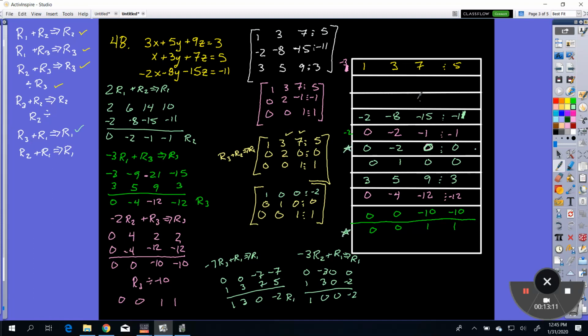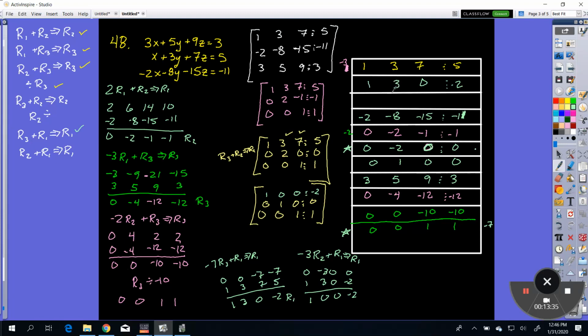Now I've just got to get the top row. So I want this 7 to disappear. So I'm going to multiply this by negative 7. So negative 7 times 1 is negative 7 plus 7 is 0. Negative 7 times 1 is negative 7, plus 5 is negative 2. And these don't change because it's 0.